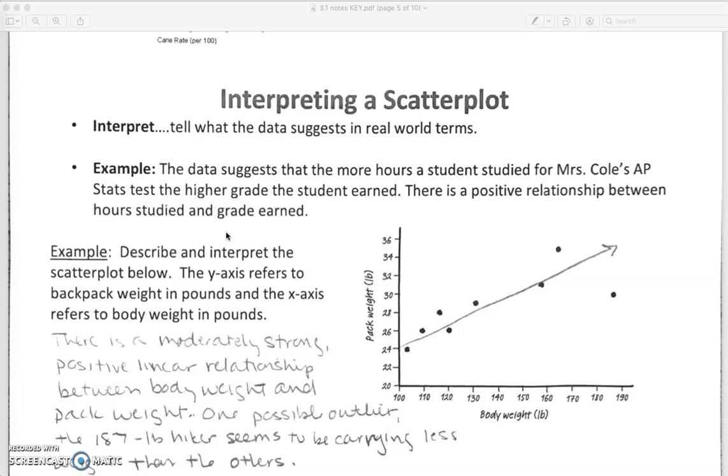So when we interpret a scatter plot, interpreting tells us what the data suggests in real world terms. This is where we want to describe it in context. So an example might be: the data suggests that the more hours a student studies for Mrs. Cole's AP Stats test, the higher grade the student earned. There is a positive relationship between hours studied and grades earned.